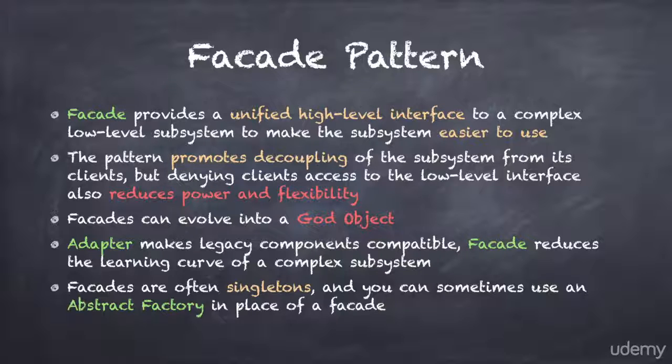The facade pattern provides a high-level interface to a complex, low-level subsystem. This makes the subsystem easier to use. You can either allow or deny clients access to the subsystem. Both choices have pros and cons, and there's also the risk of the pattern evolving into a common anti-pattern called a God object. Facades are often singletons, and sometimes you can use an abstract factory in place of a facade.